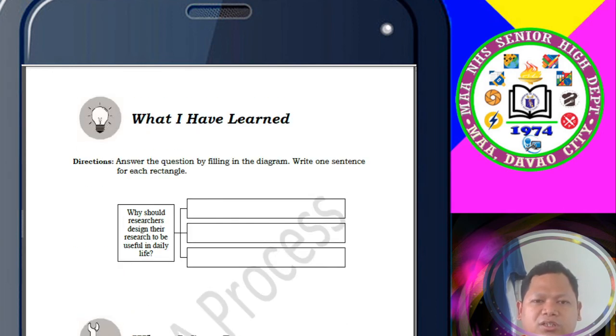Then next, What I Have Learned. Answer the questions by filling the diagram. Write one sentence for each rectangle. Why should researchers design their research to be useful in daily life? You continue this diagram. If you have more answers, you can add more rectangles.